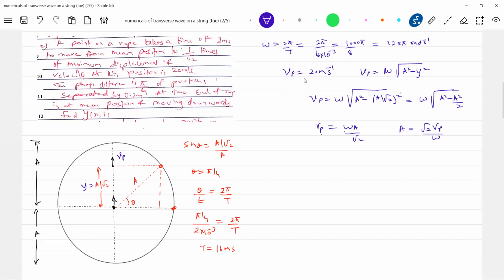Are you getting it? Very beautifully the question was framed by me only, I didn't copy it anywhere. I just wanted students to, because the moment they see wavelength, they'll start thinking about some other formula. It is testing the SHM ideas a little bit here. Okay, we'll get the amplitude.